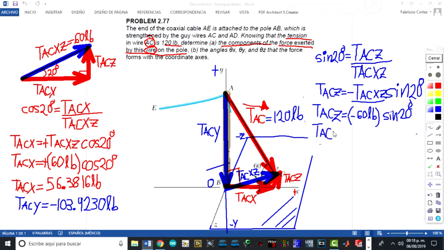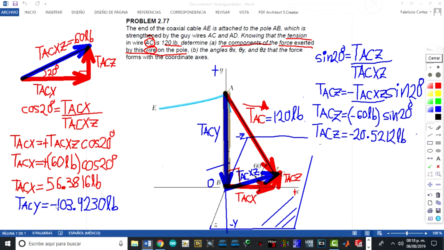So in this case, if we perform this calculation in the calculator, it will be minus, and the answer is minus 20.5212 pounds. In a moment, we're going to check the answers in the book, in order to identify that we don't make a mistake.